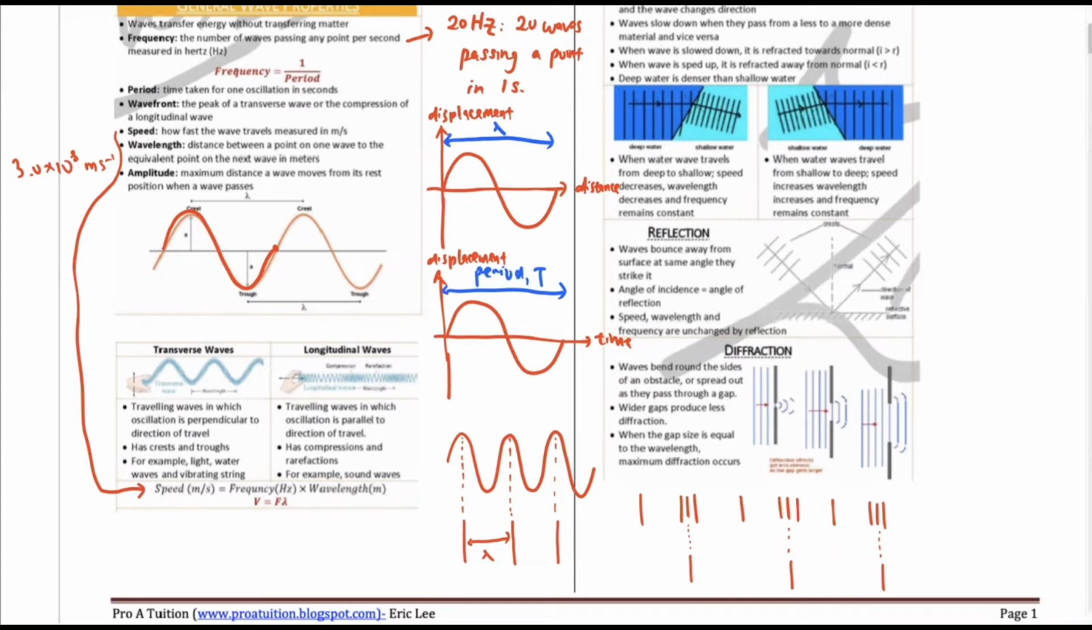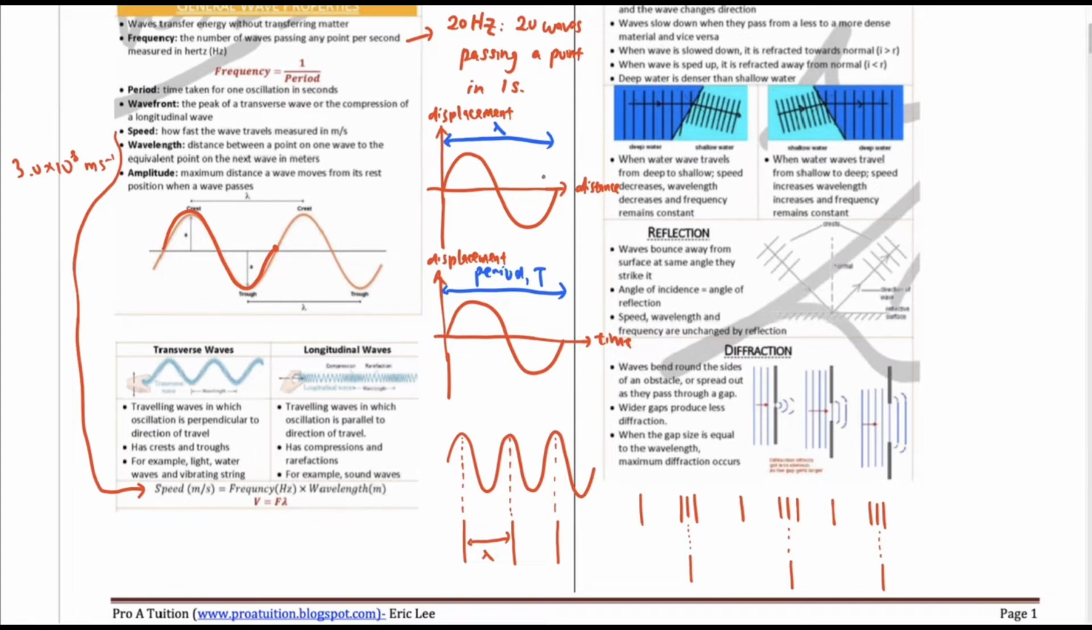So we have two formulas already: frequency equals 1 over period, and v equals f lambda. Okay, now next one, wavelength. Distance between a point on one wave to the equivalent point on the next wave, in meters. Equivalent point, for example, crest to crest. If you don't want crest to crest, you can take trough to trough, which means minimum to minimum. If you don't want minimum to minimum, then you just take origin to the next origin.